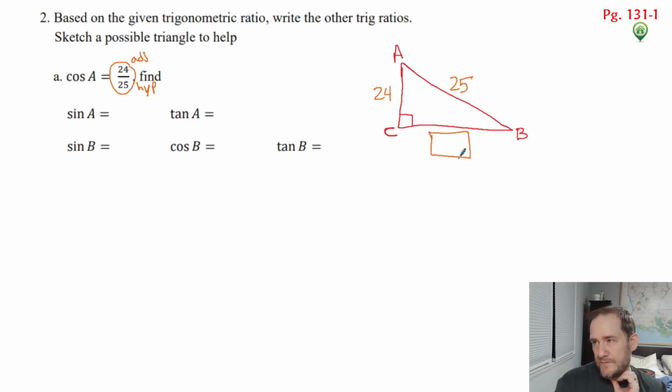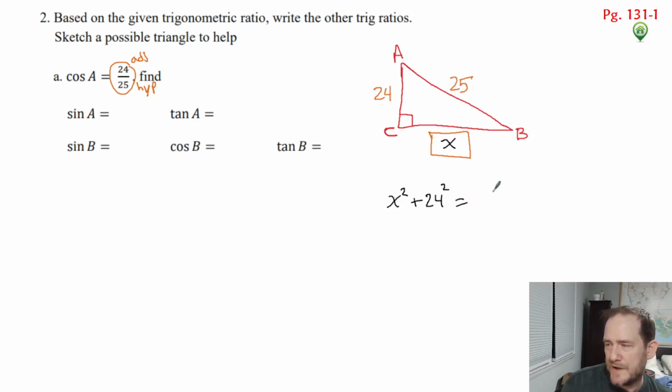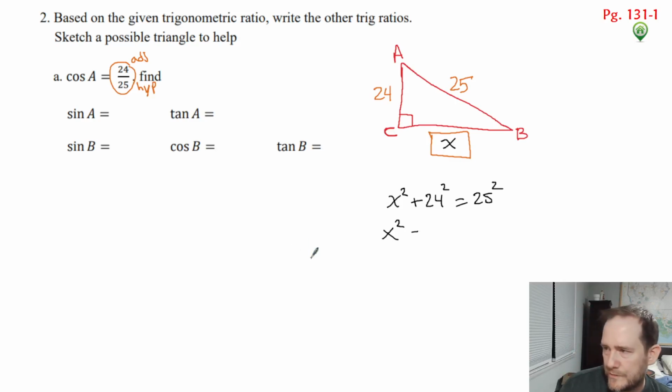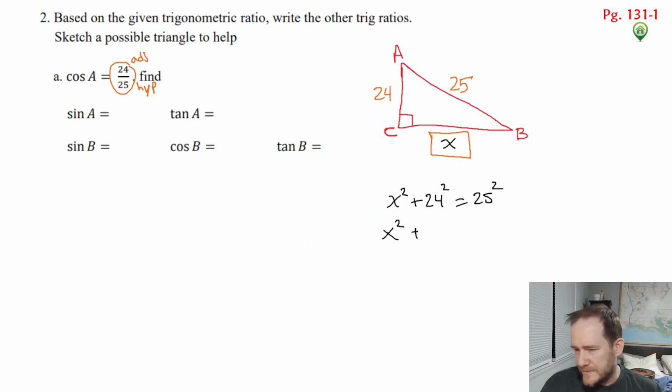By the way, my picture is drastically not drawn to scale because this side is going to turn out to just be 7. So it should be way shorter than the 24, but forgive me, I'm not going to redraw it or anything. But how do I know it's 7? Well, I know it's 7 because I know the Pythagorean theorem. If I was trying to solve for what this mystery side was, I'd mark it as x, and I would know that my leg squared, x squared, plus my other leg squared, 24 squared, has to equal my hypotenuse squared, which is 25 squared.